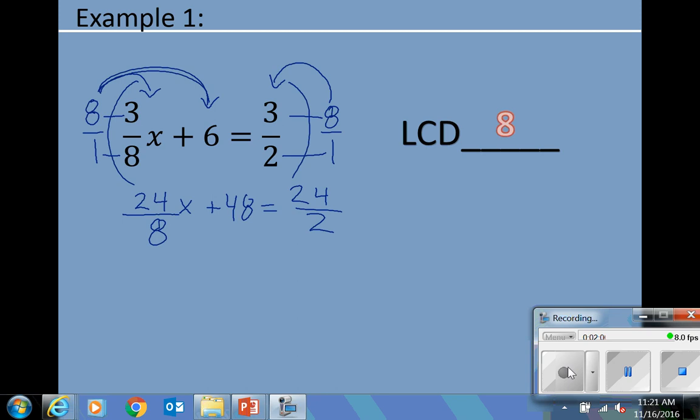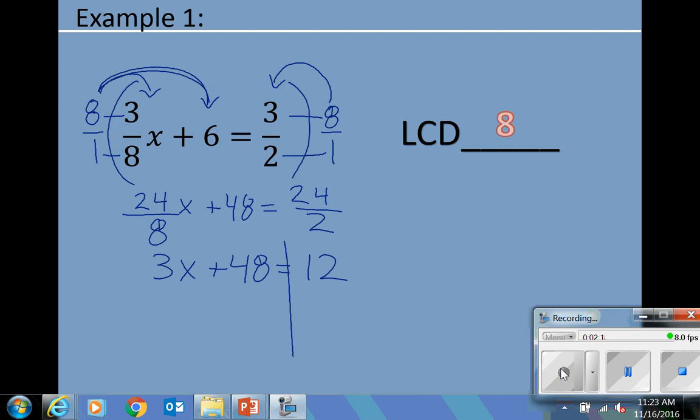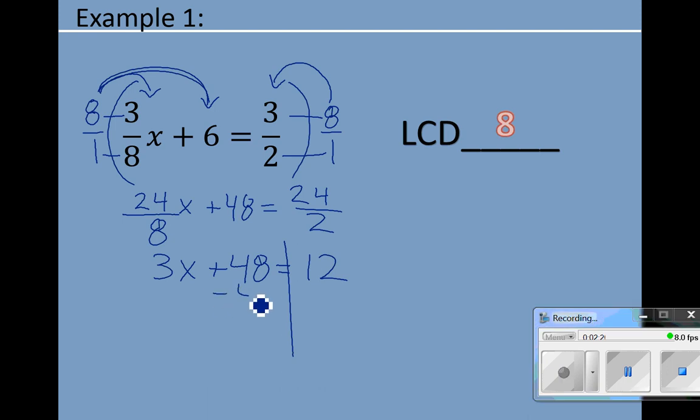24 over 8 becomes 3x. Bring down the plus 48. 24 divided by 2 equals 12. Now you have a basic two-step equation you can solve on your own. To solve the two-step equation, you would subtract 48, and cancel.